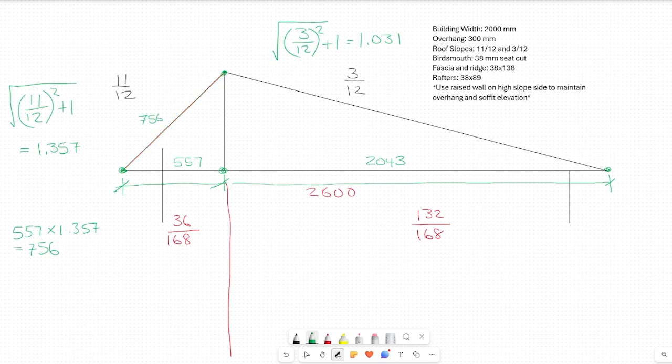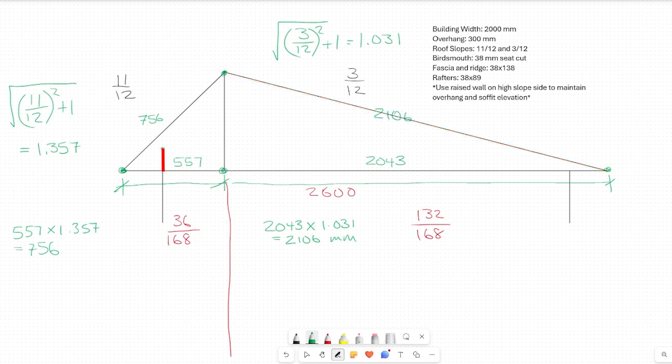Similarly, on the low slope side, take 2043 times the slope gain factor for this side, and I get 2106 millimeters.